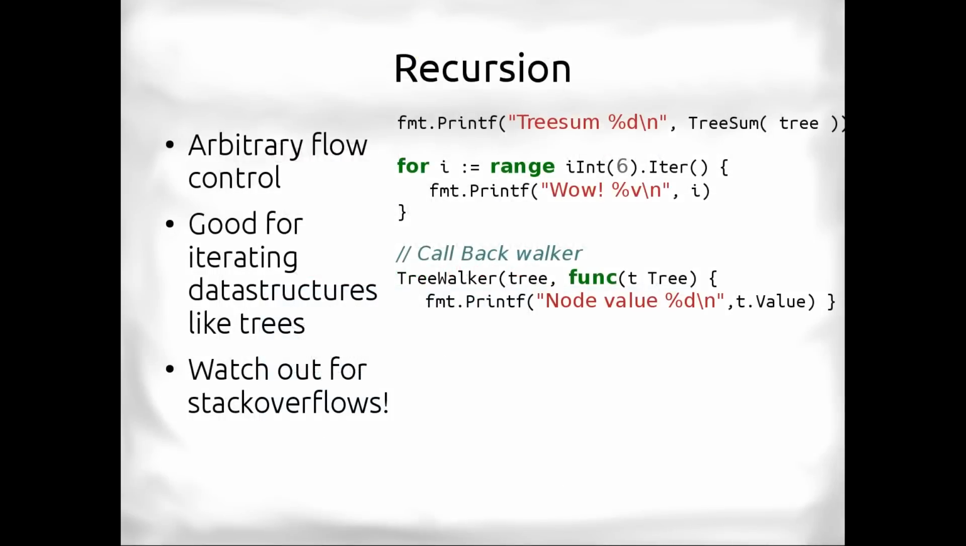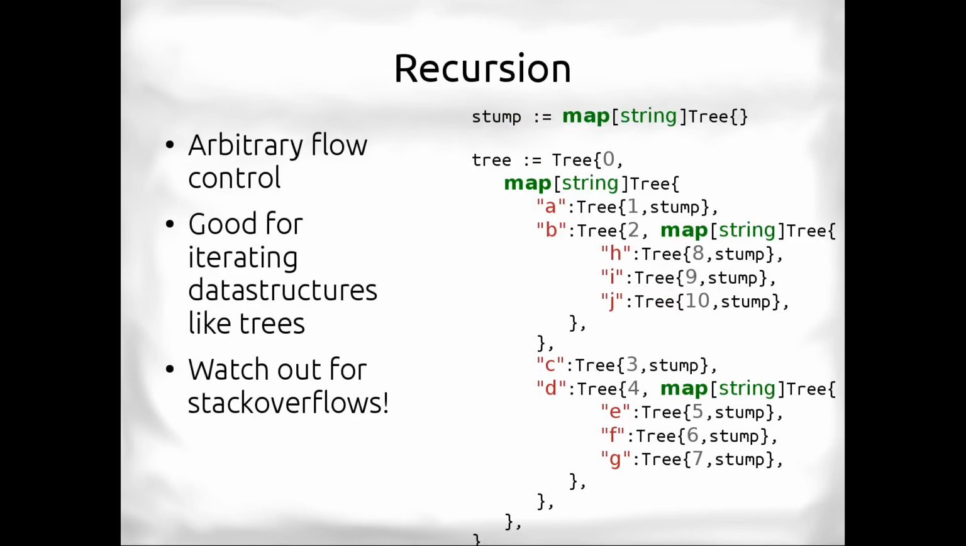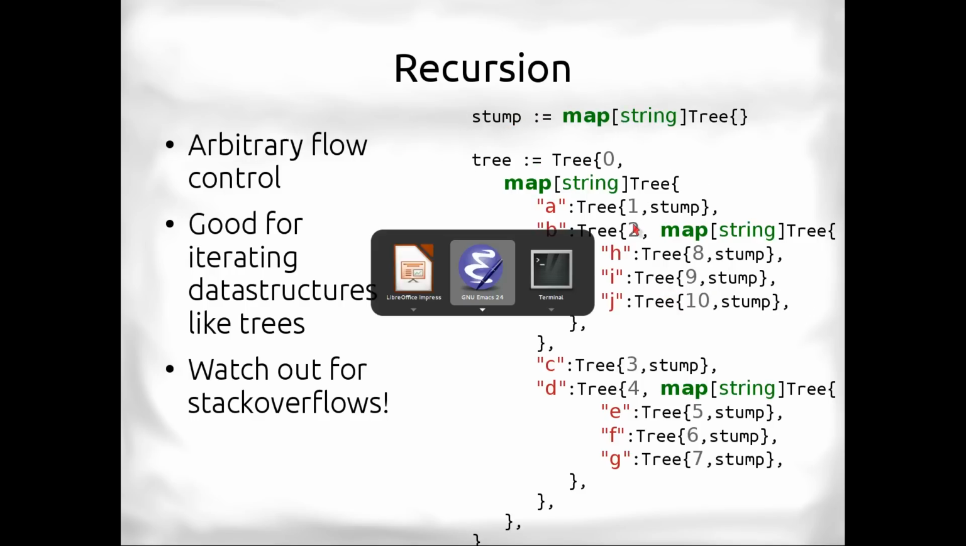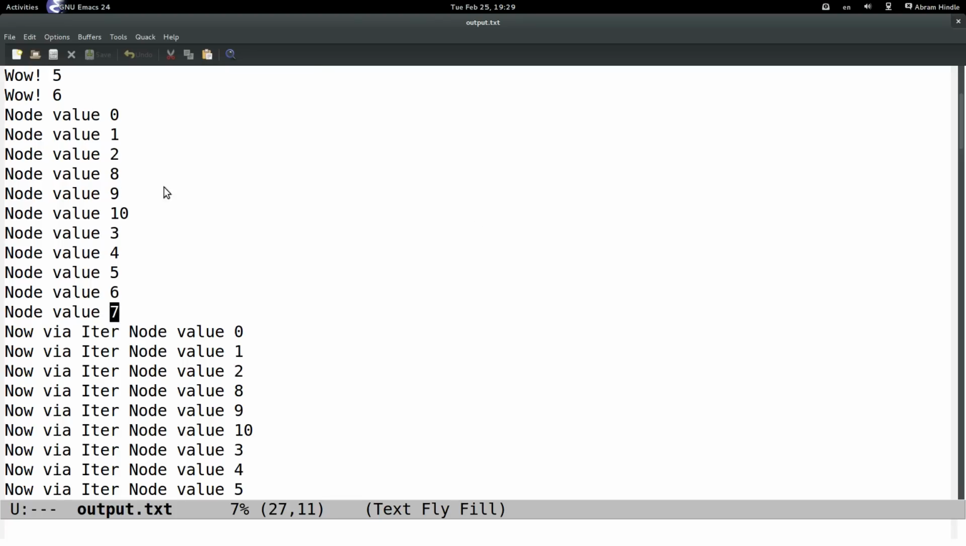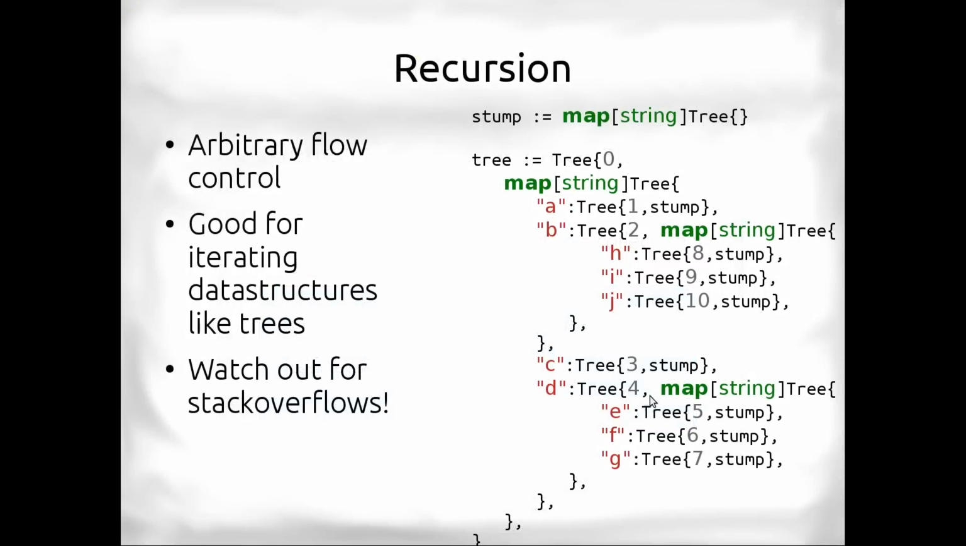And does that match our tree? Well, let's go look. So we have 0, 1, 2, 8, 9, 10, 3, 4, 5, 6, 7. What's interesting is the map kept its order in this case, and we managed to walk through the entire tree. All nodes were visited.